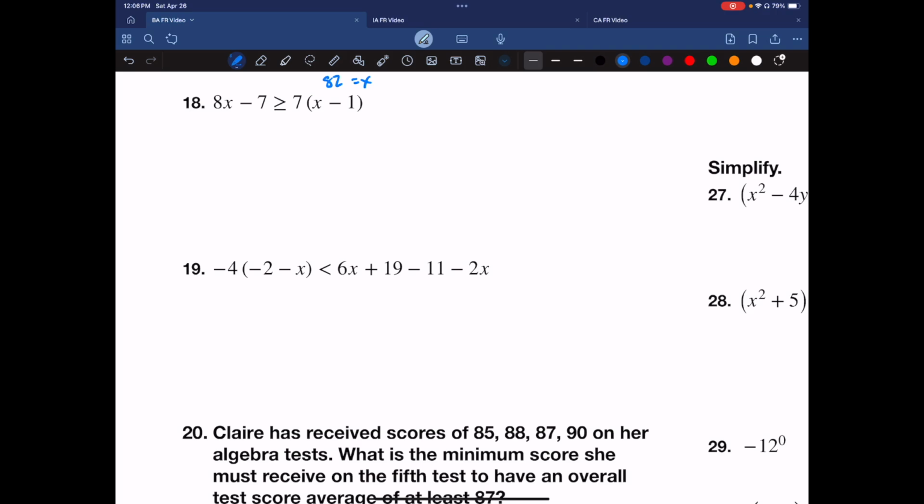Okay, so this is going to be 8x minus 7 less than or equal to 7x minus 7. Okay, I'm going to move the 7x to the left. That's going to be x minus 7 less than or equal to negative 7. I'm going to add 7 to both sides. That's going to be x is greater than or equal to 0.